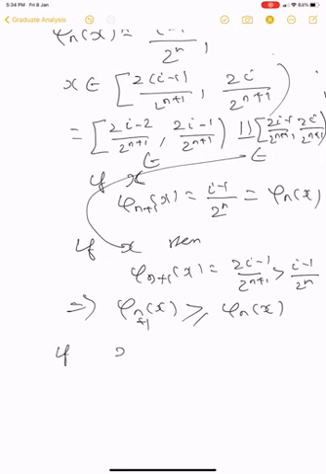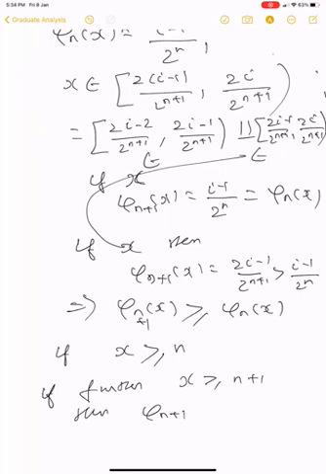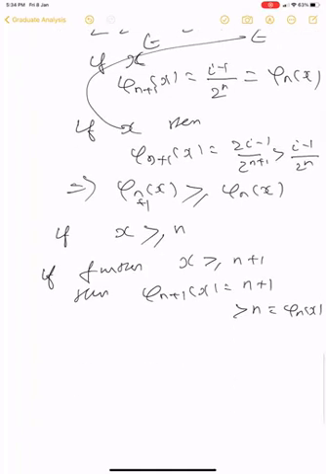So if x is greater than or equal to n, for that also I have to verify. So if further x is greater than or equal to n plus 1, then of course phi n plus 1 x equal to n plus 1. That's how we have defined it, okay, which is greater than n, which is equal to phi n x. Of course, x greater than n plus 1 means x is greater than n. So we have verified that phi n is increasing when x is greater than n plus 1.